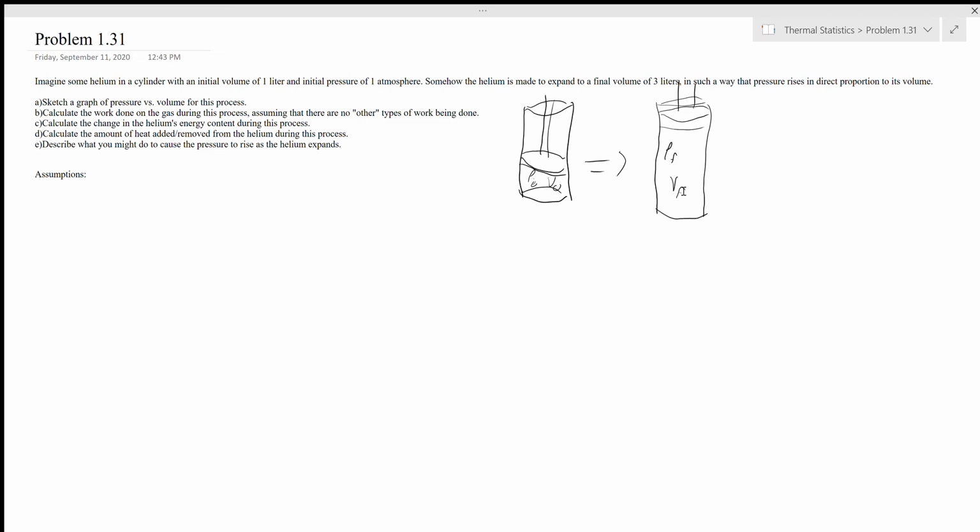And so for part A, which is asking for a graph, sketch a graph of it, I want to say P's up here on the Y, and then volume is going to be on the X. So if volume starts here and ends here, and pressure starts here, what's the graph of it look like? Well, since it's in direct proportion, as volume rises, so does pressure, so it's going to have a linear positive slope.